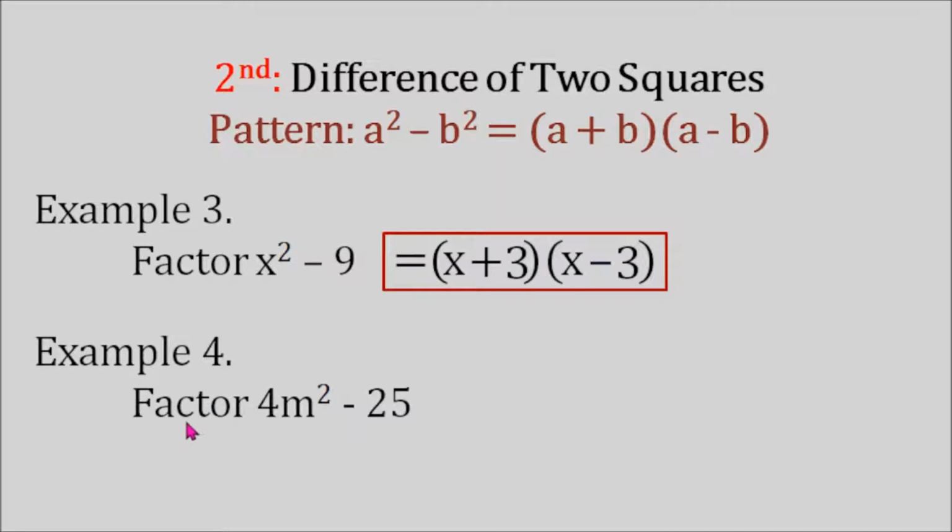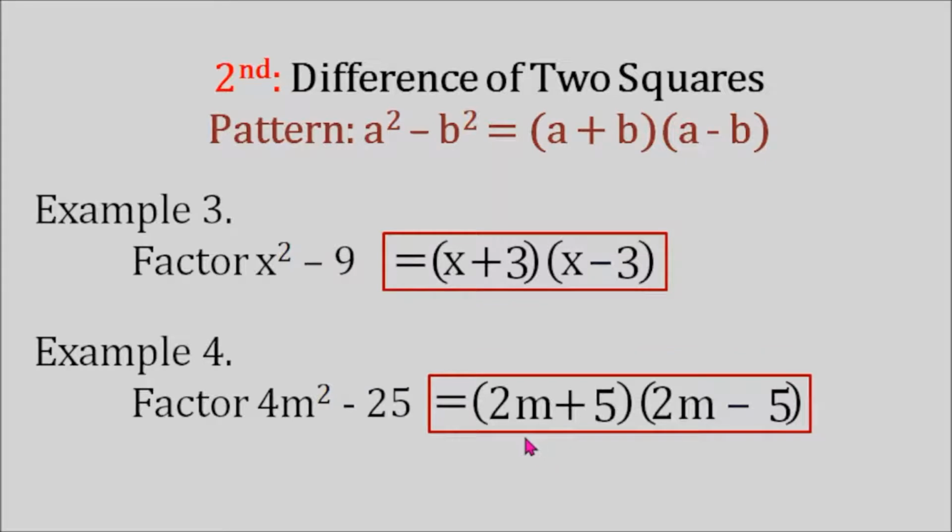Example number 4, factor 4m squared minus 25. Again, it's the product of the sum and difference of two terms. Square root of 4m squared is 2m, so we write 2m here and 2m here also. Square root of 25 is 5, so we write 5 here and 5 here also. Because it's the product of the sum and difference of two terms, we put plus and minus. So this is our answer: the quantity 2m plus 5 times the quantity 2m minus 5.